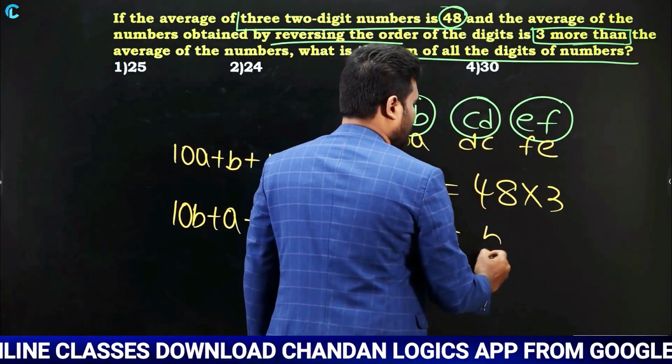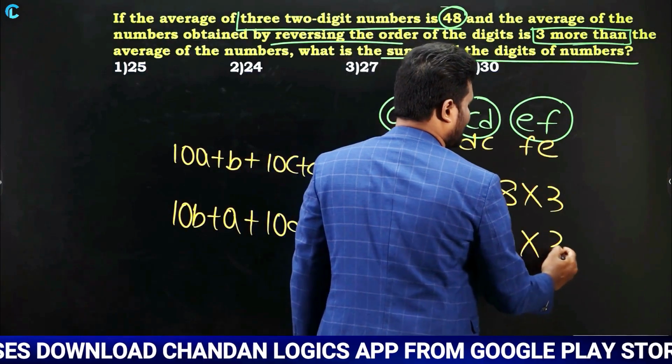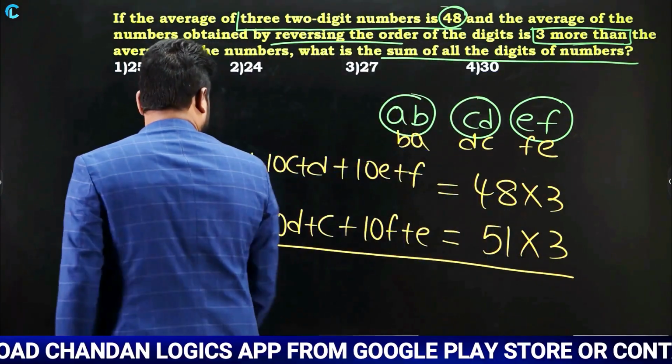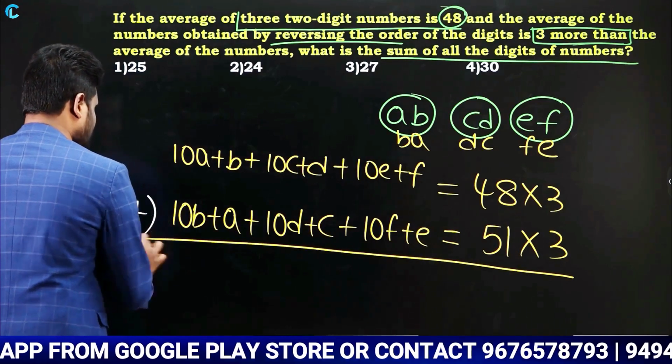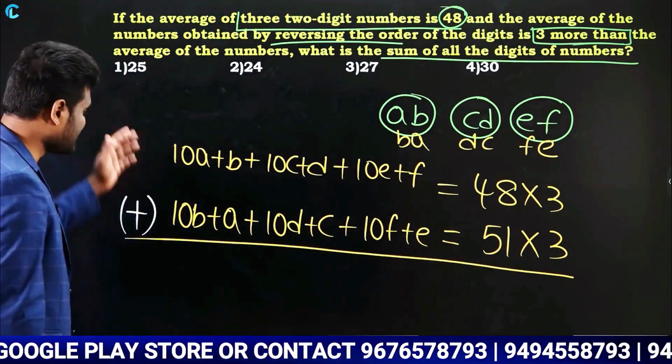3 more means it is going to be 51. 51 into 3. Yes or no? Now calculate. You are asked to find the sum of these digits. As you are asked to find the sum of digits, add this.